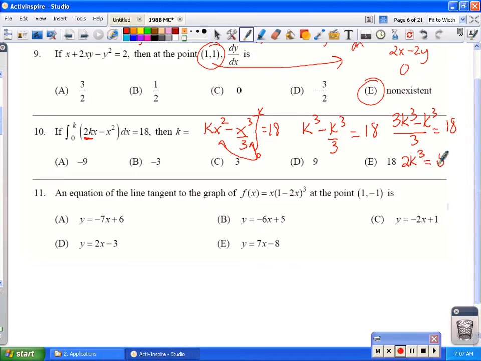Multiply both sides by 3, that'll give me 54. Divide both sides by 2, that'll give me 27. Take the cube root of both sides, that'll give me 3. So the answer is C.